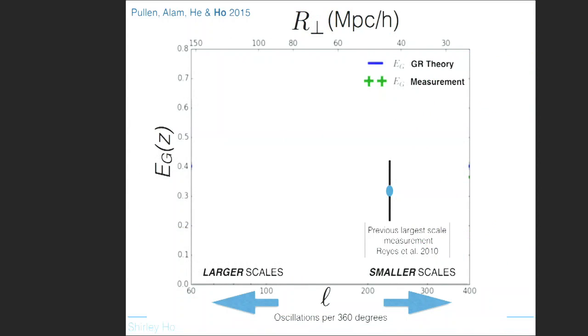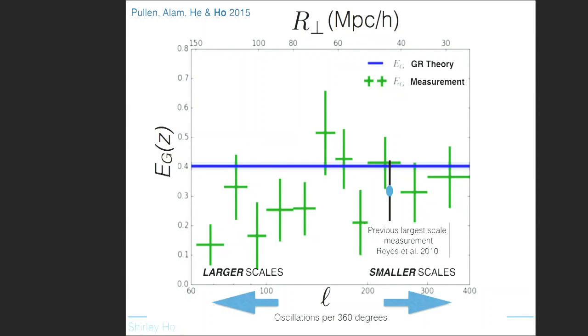So here's the result. We're just going to show you a little bit of what we have done. We have the EG on the y-axis, and the x-axis is the L parameter again. The previous larger scale measurement is the point that we have shown. Smaller scale is on the right-hand side, larger scale is on the left-hand side. The GR theory will show up as a blue line, and the measurement will be green dots, green crosses. So that's what we got.